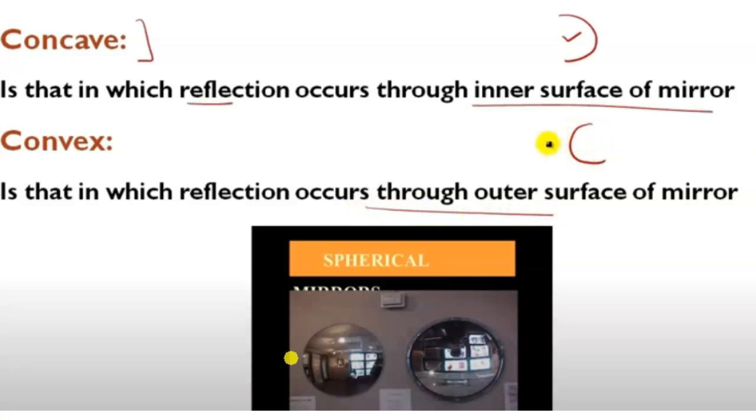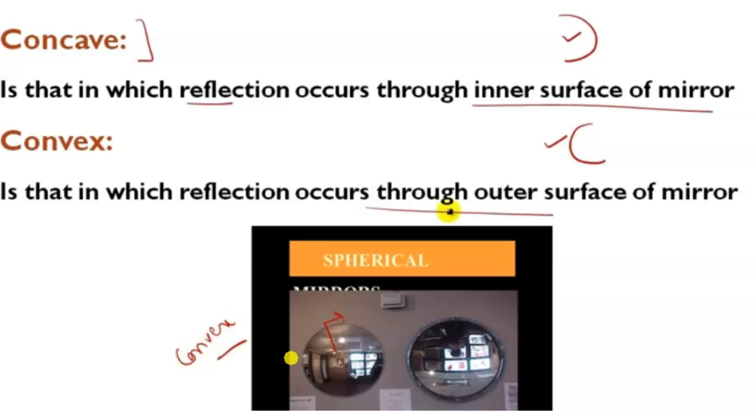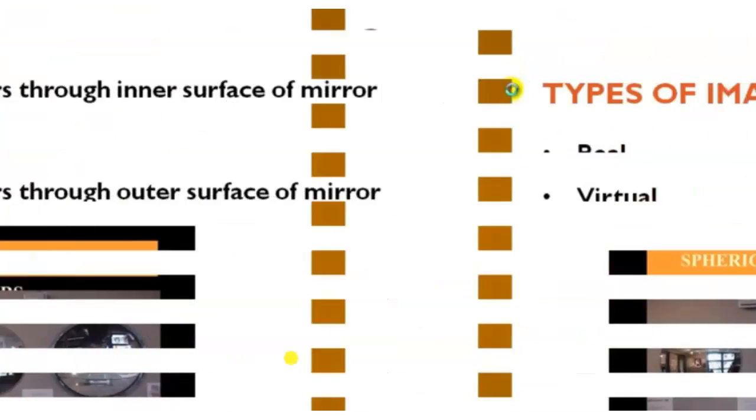So this is the point. You can see this is the mirror. This one is the convex, this one is the convex. Convex, which is on the outer side, is thick. This is concave. In a concave mirror, the reflection occurs through the inner surface.